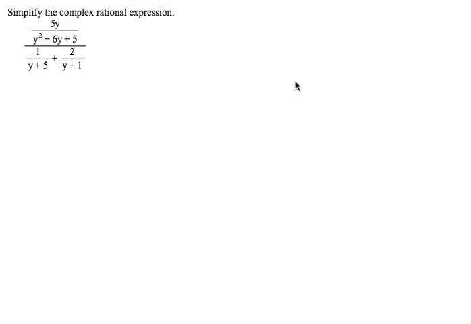So in this problem, we want to simplify this complex rational expression. So we have this little fraction on top and these two little fractions on bottom. So to eliminate the little fractions, we need to multiply by the lowest common denominator of these three little fractions.